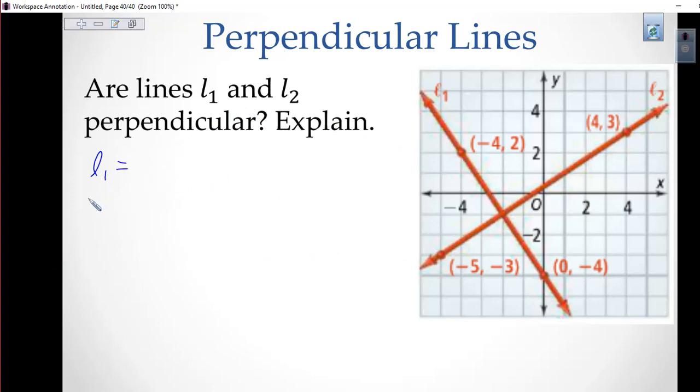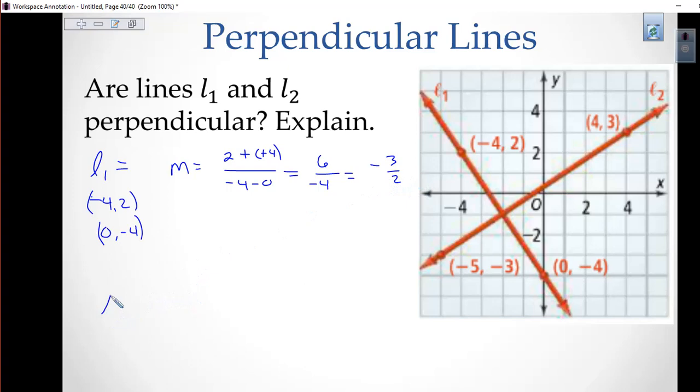So line 1, your coordinates here are going to be at negative 4, positive 2. And the next one is at 0 and negative 4. So the slope is going to be 2 minus a negative 4 for the y values, over x, negative 4 minus 0. Change our sign here. We get 4 and 2 is 6 over negative 4. Now the last step is to reduce the fraction, and 2 goes into both, so this becomes negative 3 over 2. So we have negative 3 halves.